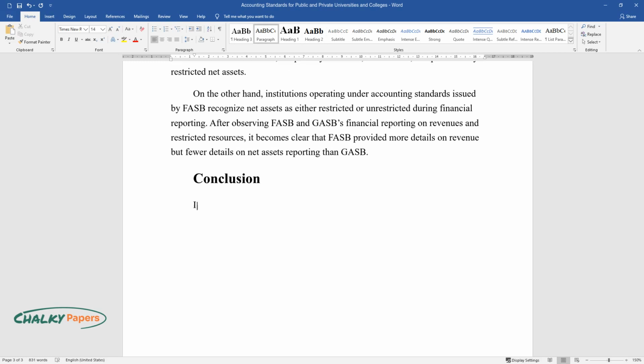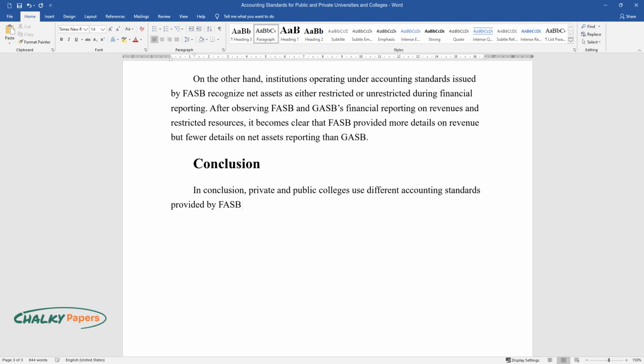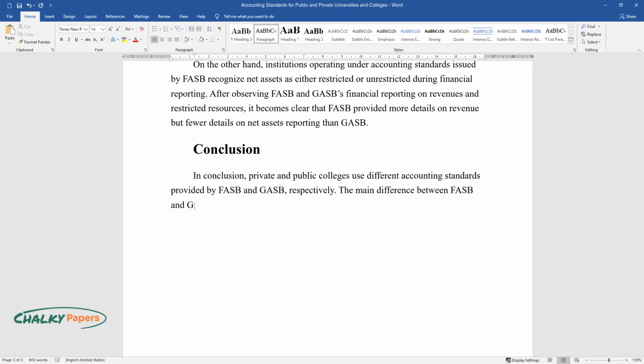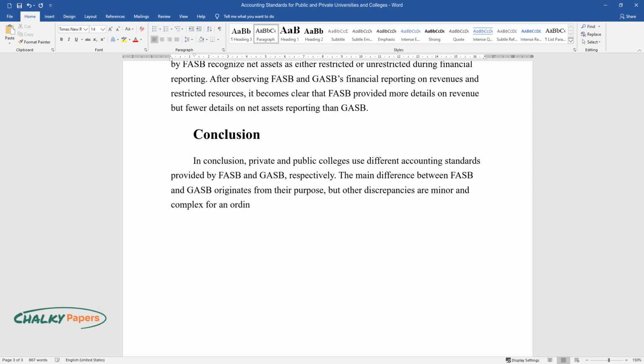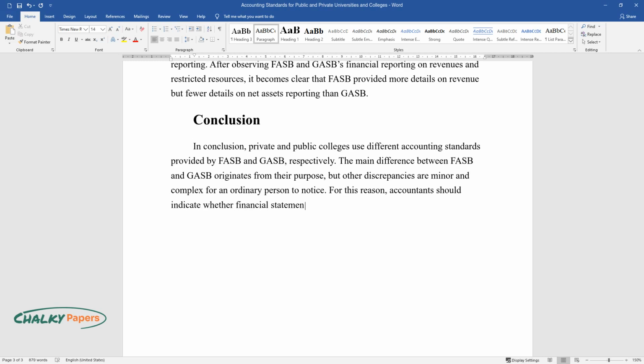Conclusion. In conclusion, private and public colleges use different accounting standards provided by FASB and GASB, respectively. The main difference between FASB and GASB originates from their purpose, but other discrepancies are minor and complex for an ordinary person to notice. For this reason, accountants should indicate whether financial statements belong to private or public institutions.